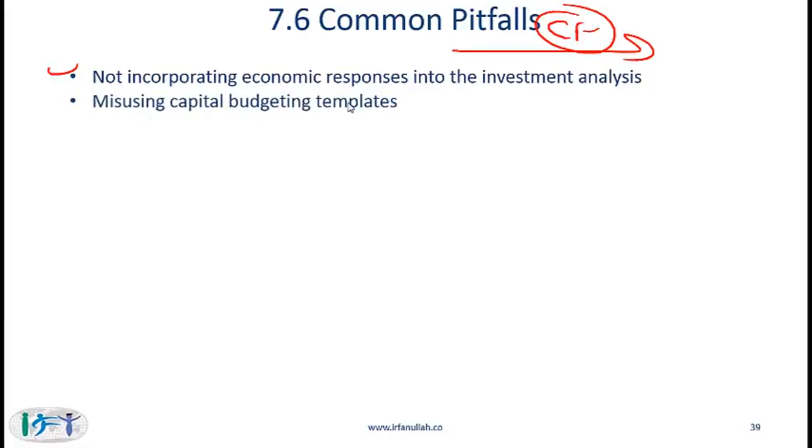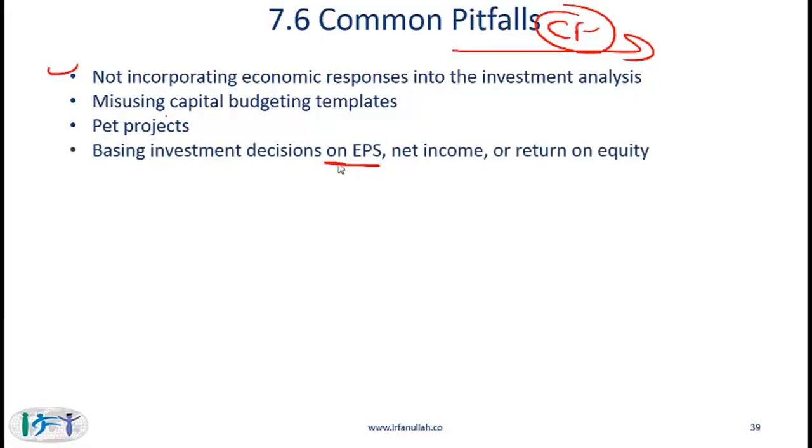Misusing capital budgeting templates. At large companies, there will be several capital budgeting templates. Make sure you use the right one. Pet projects. Senior management, the CEO, for example, might have a certain pet project which he really wants to do, but that project might not be in the best interest of shareholders. So doing those pet projects obviously is not the right thing. Basing investment decisions on accounting numbers. Investment decisions or capital budgeting decisions should be made based on cash flow. Incremental after-tax cash flow.